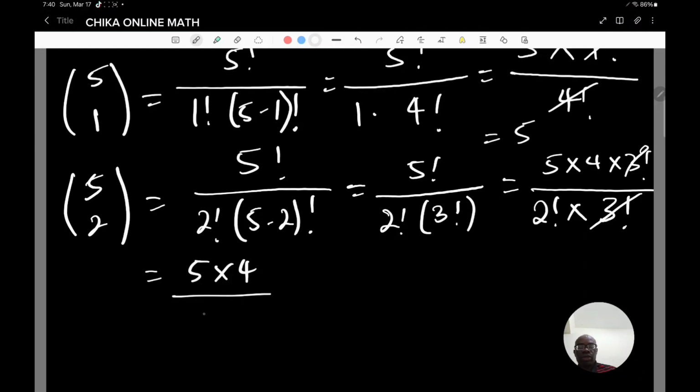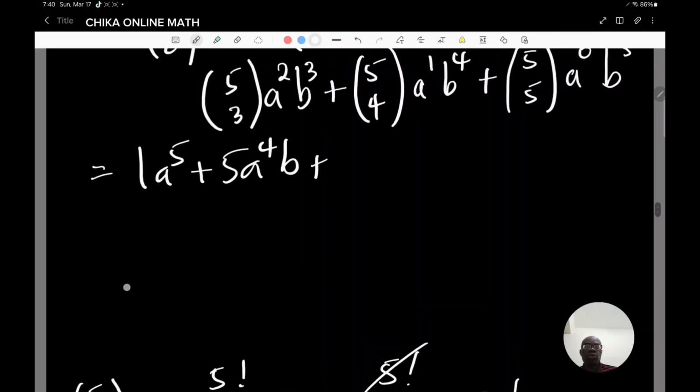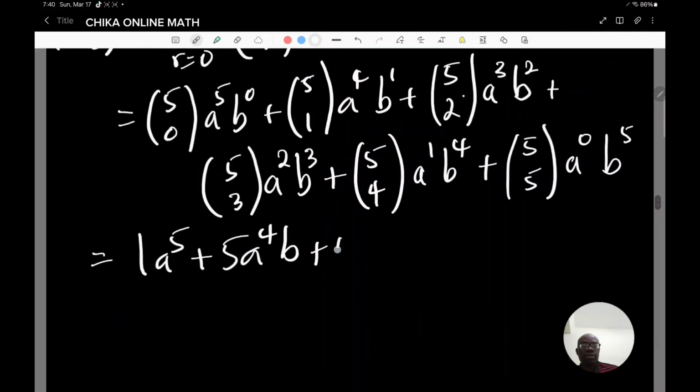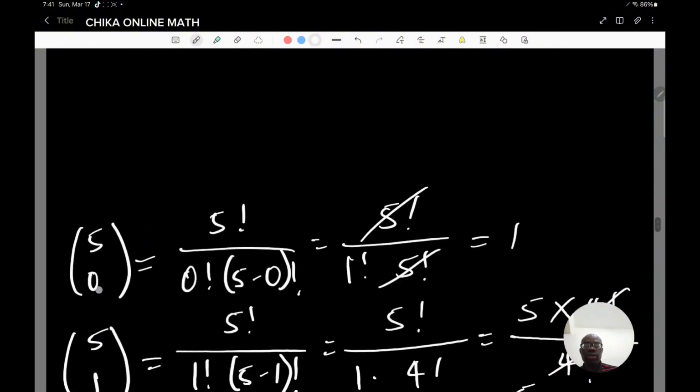And what's our 2 factorial? 2 factorial is nothing but 2. So if 2 divides 2, we have 1. And if 2 divides 4, we have 2. So 5 times 2 is what? 10. So we substitute 10, okay? Then this is what? 10 a cubed b squared, okay? Plus, then next we have 5 combination 3.